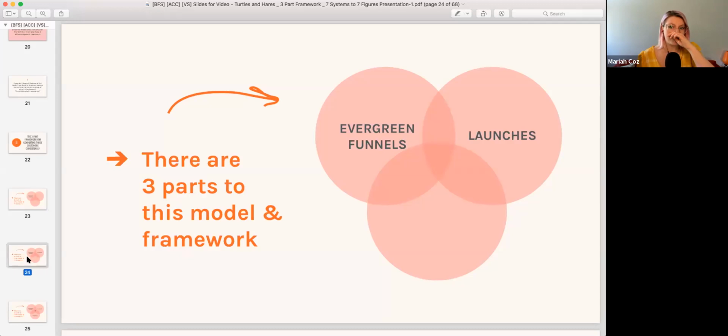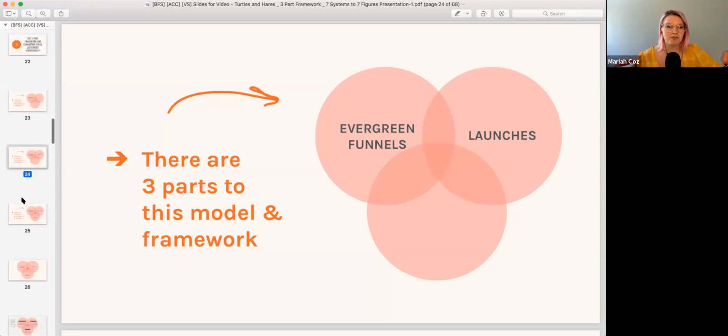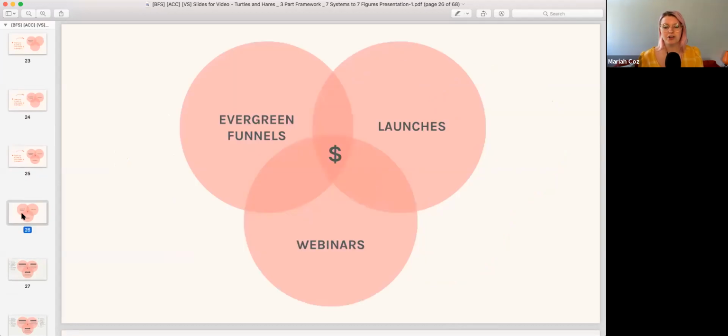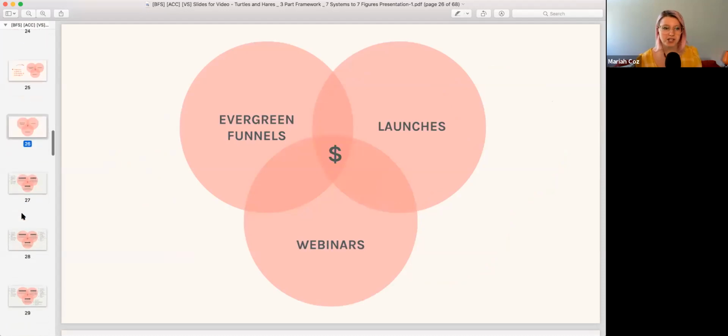Now, the second part of this framework and this model is live launches. So you guys are probably familiar with live launches. It's this concept of opening enrollment publicly to your course a couple of times a year, and then you close enrollment. And webinars are the third part. So altogether, you have these 3 pieces. You have evergreen funnels, you have launches, and you have webinars, which are just sort of a small 3-day promotion where you do a live webinar and offer your course for sale.